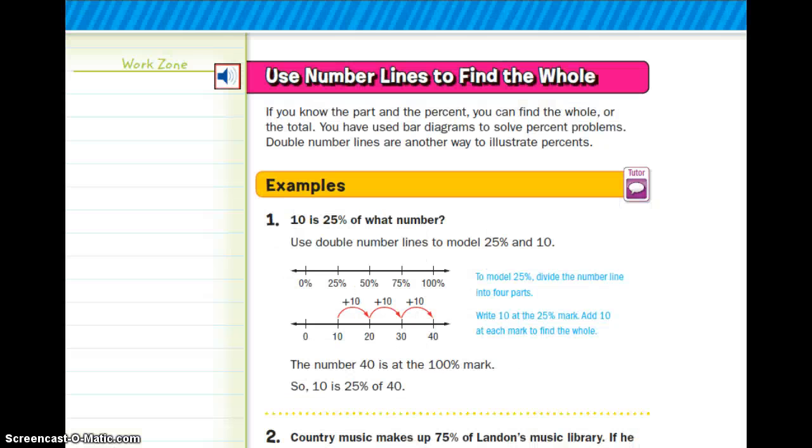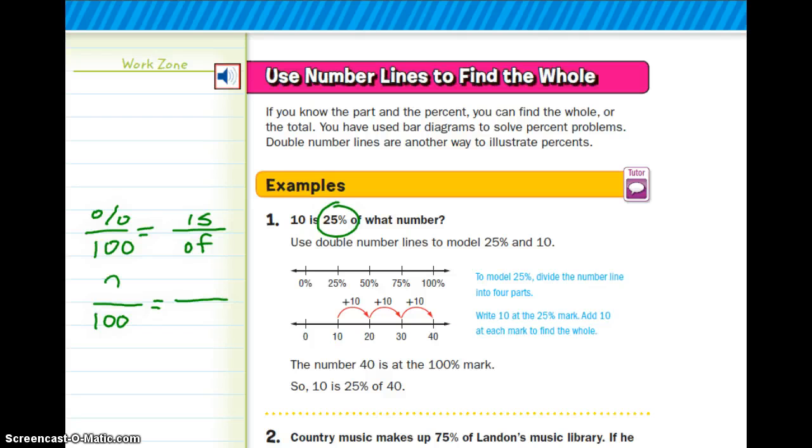So again, we can do different things to find the whole, and one of those methods is a number line. 10 is always an easy number to remember when we're doing multiples of 10. But I always still like setting this thing up as a proportion. So I'm going to set it up as a proportion over here. 100% is over of. Now let's see if we can input the numbers in. So I have 100. Now it says 10 is 25%. Ooh, 25%. That goes here.